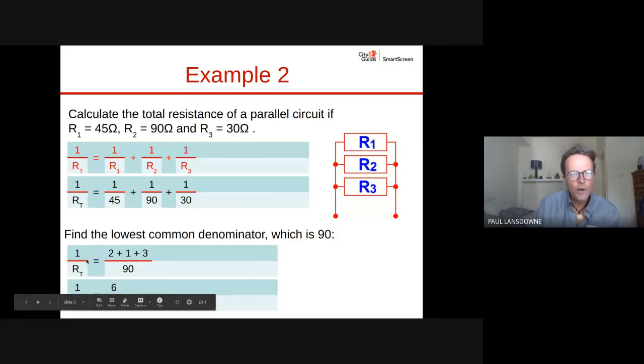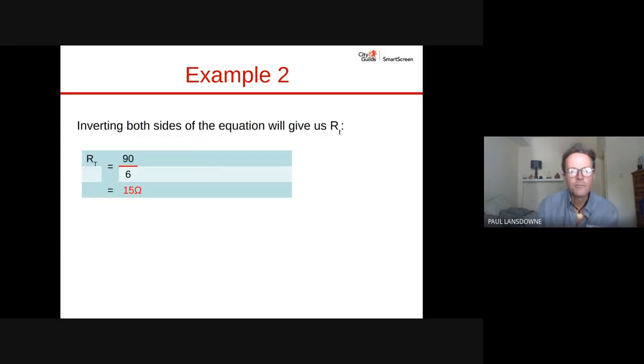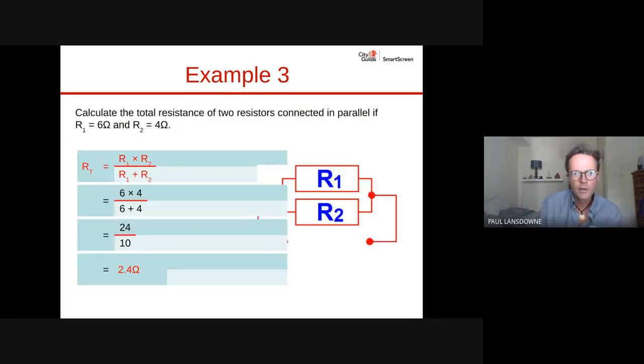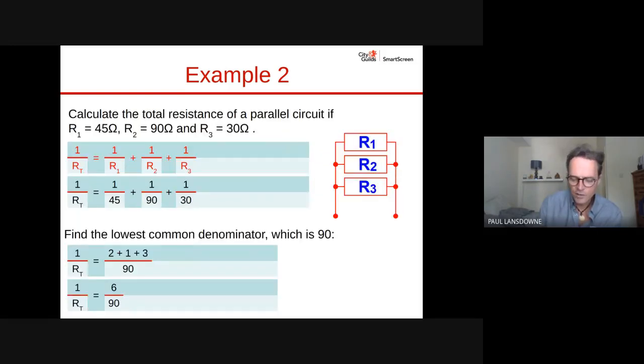So once again, 1 over RT is equal to 6 over 90. So to get our answer, we have to invert it again. So we get 90 over 6. So 6 into 90 gives us 15. So I'm going to go back one step. The interesting thing here is if you had 3 resistors of the same size.